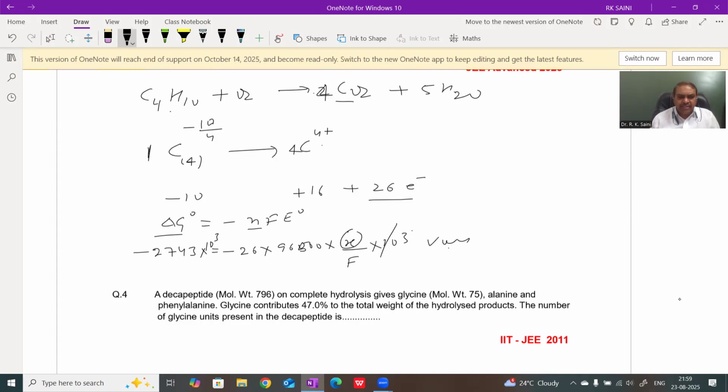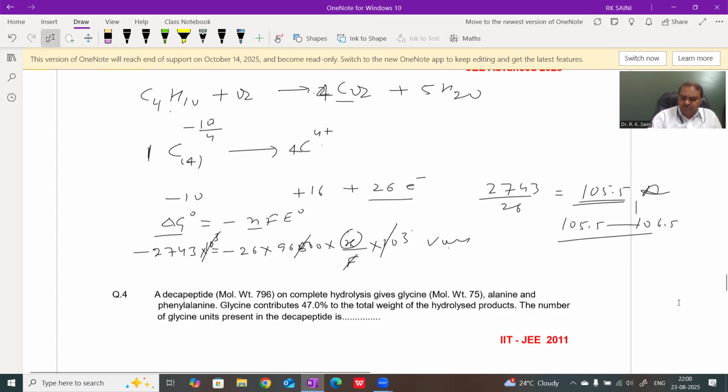10 to the power minus 3 cancels out 10 to the power minus 3, and 96500 coulomb cancels out by 96500. Therefore, X is 7343 divided by 26, and your answer is nearly 105.5. The given answer is 105.5 to 106.5. Okay, this is the question number 3.